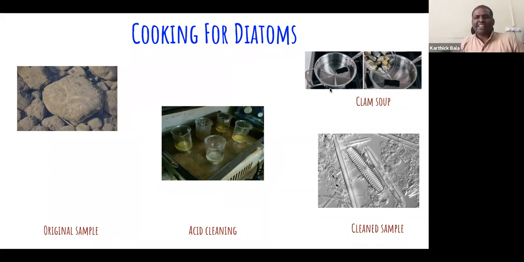Everything gets mixed in the water except the shells of the clam. That's what we are interested in. We are interested in looking at the shells. So we take the samples and put them in nitric acid and then we boil them in the lab.